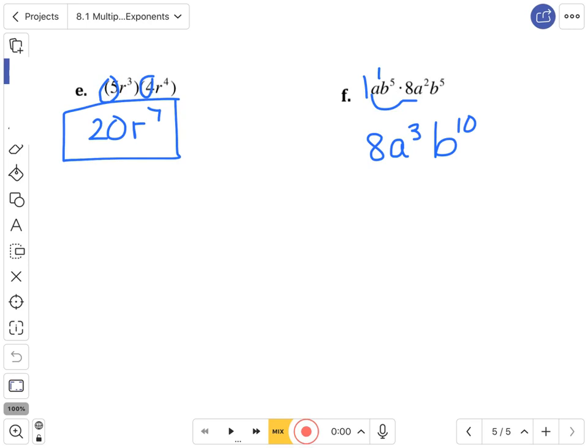So in this lesson, we took a look at how we multiply exponents. And when you multiply those exponents with the same base, remember that you are adding those exponents.